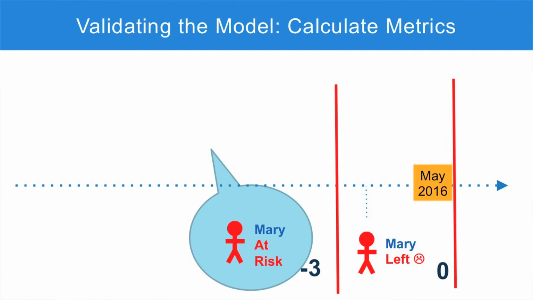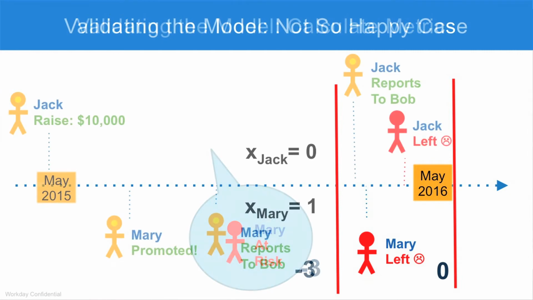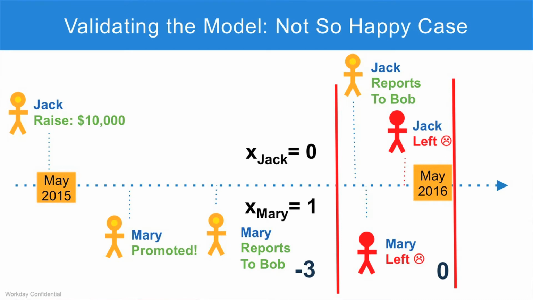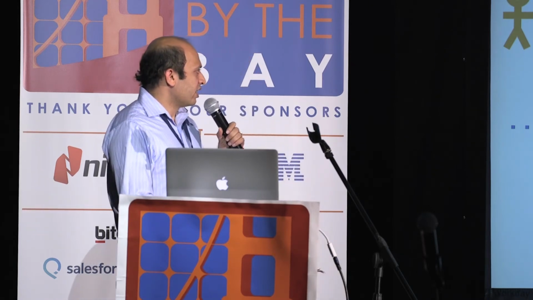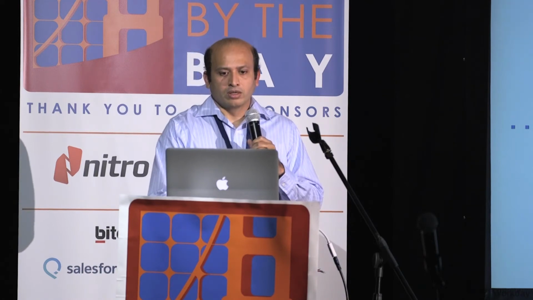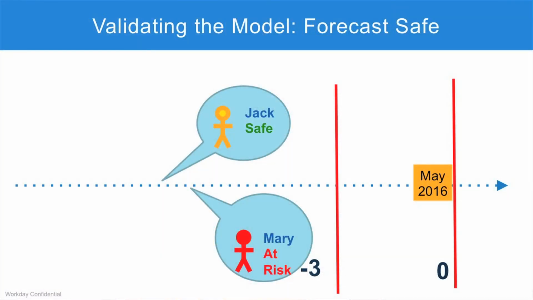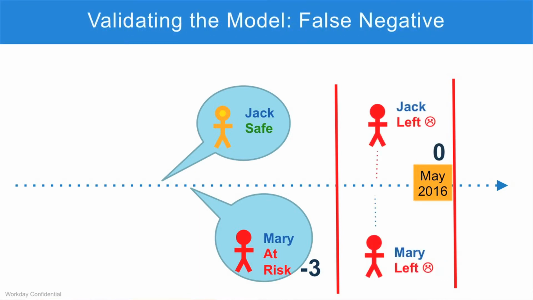All right, so here is a not such a happy case. Here is Jack. Jack started to report to Bob in our ground truth period, right? And he left pretty quickly after that. And when we generated features, the feature had value 1 for Mary, but 0 for Jack. Our model is going to say Jack is safe and Mary is at risk. And sure enough, Jack is a false negative for us.